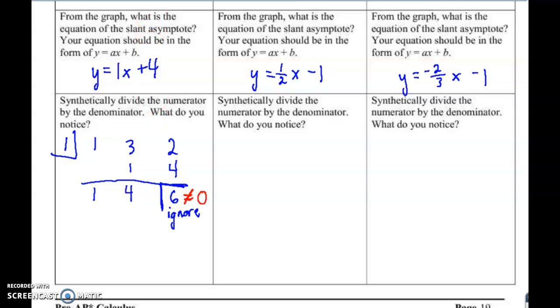And what do you notice about the answer, the part ignoring the remainder, and the slant asymptote? They are exactly the same. So y equals 1x plus 4, ignoring the remainder, is the equation of your slant asymptote. That's SA, by the way, not 5A. Sometimes my S's look like 5s. So that's how we're going to find the equation of our slant asymptote.